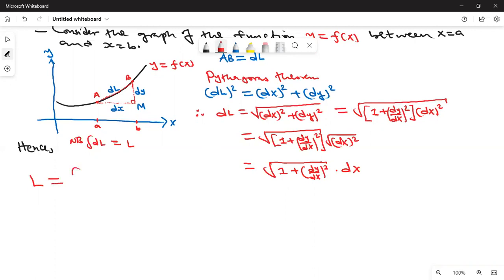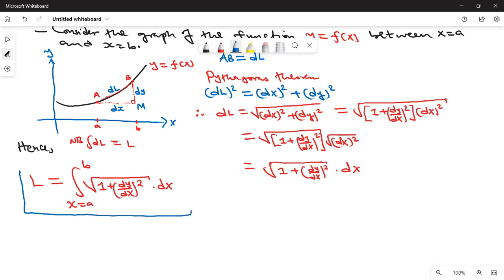So L is equal to the integral from x equals a to b of the square root of 1 plus dy over dx, squared, that is the end of that square root, with respect to x. This formula that I have written here is the arc length formula. This is the formula that you're going to use to be able to find the length of the arc.